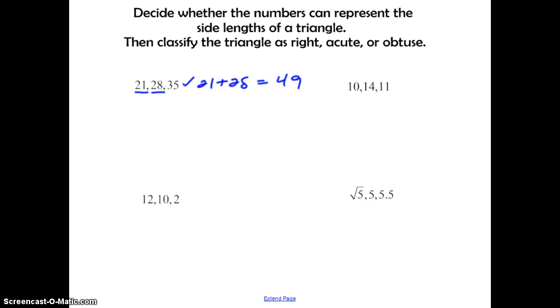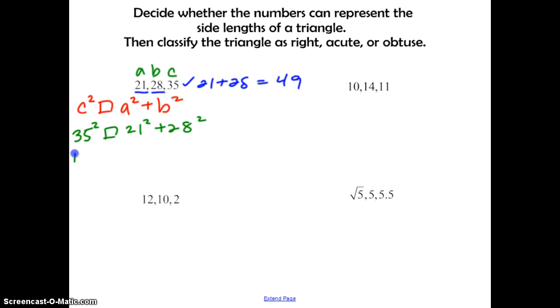Now, when we want to classify the triangle as right, acute, or obtuse, we're going to use the converse of the Pythagorean theorem. And that I want you to set up like this. C squared box a squared plus b squared. Now, when we're substituting in for c, it always has to be the biggest number. 35 is the biggest, so that has to be c. A and b, doesn't matter which one's which. So we're going to substitute in 35 squared, box, 21 squared plus 28 squared.